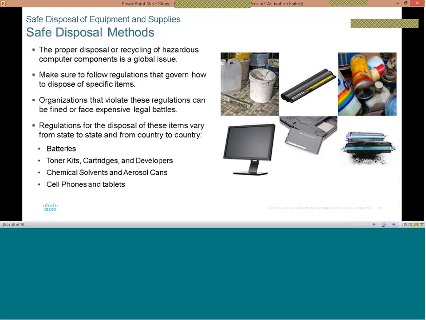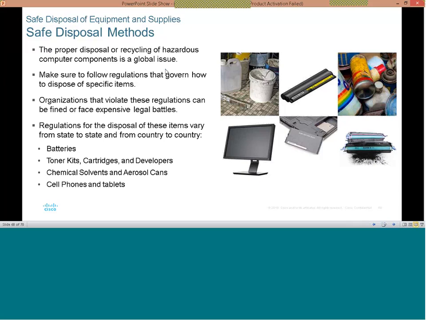Okay. So the safe disposal method, the proper disposal or recycling of hazardous computer components, is a global issue. It's not only just in Africa, West Africa. It's a global issue because after usage of all these things, how do you dispose of them? If you dispose of them wrongly, they can actually affect the environment, even affect kids and all of that. They are harmful. And so how are they disposed?